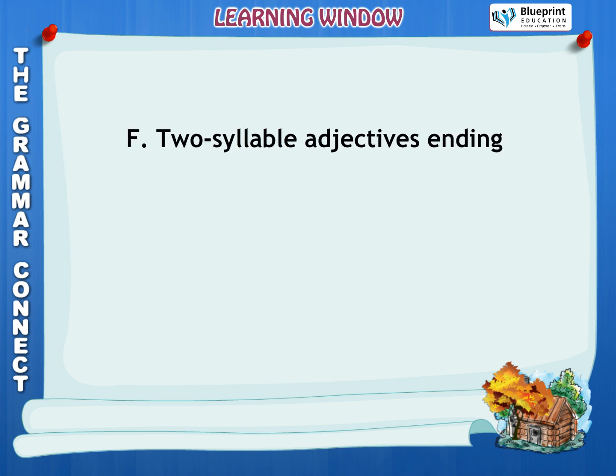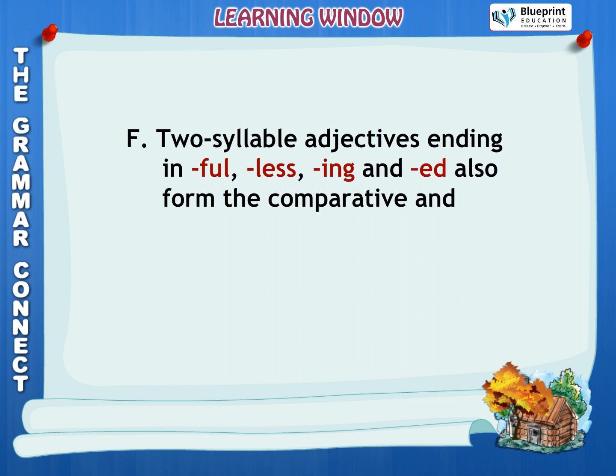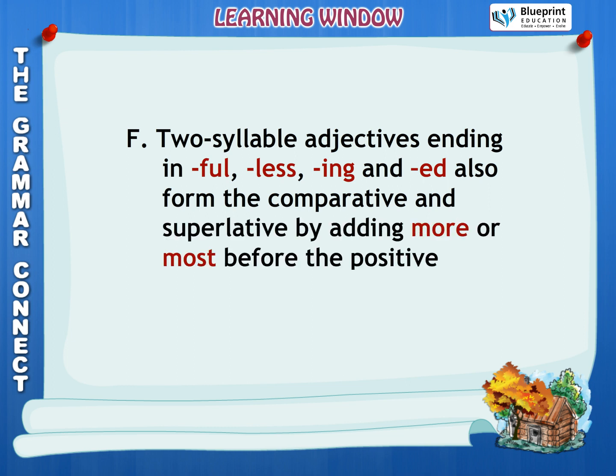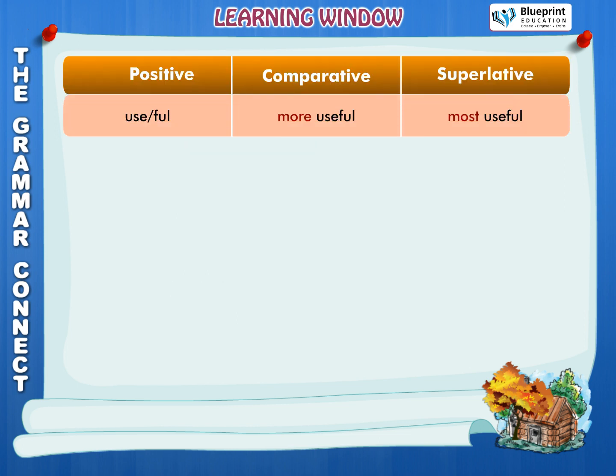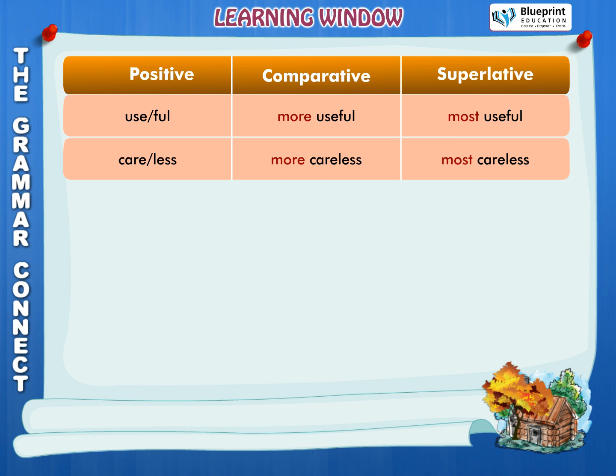F. 2-syllable adjectives ending in full, less, ing and ed also form the comparative and superlative by adding more or most before the positive adjective. Positive, useful. Comparative, more useful. Superlative, most useful. Careless, more careless, most careless.